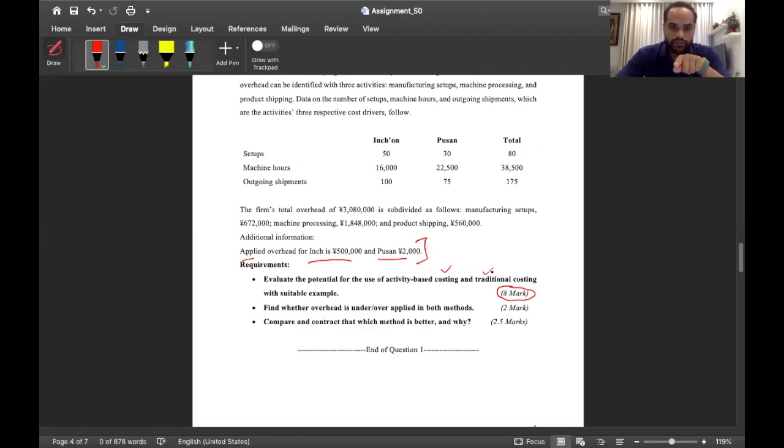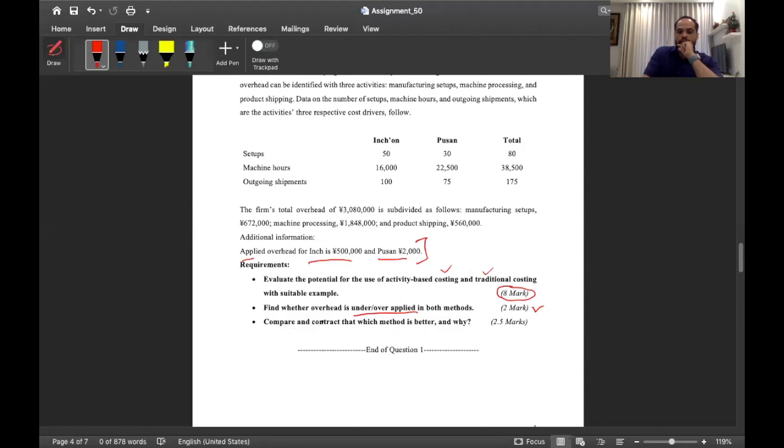These are your calculations for the first requirement. The second one is to find whether overhead is under or over applied for both methods. So for ABC, for Inch, under or over, for Poisson, under or over. Same thing for traditional, for Inch, under or over, for Poisson, under or over. This requirement contains 2 marks: 1 mark for ABC, over or under for the 2 products, and 1 mark for traditional, Inch and Poisson, over and under.